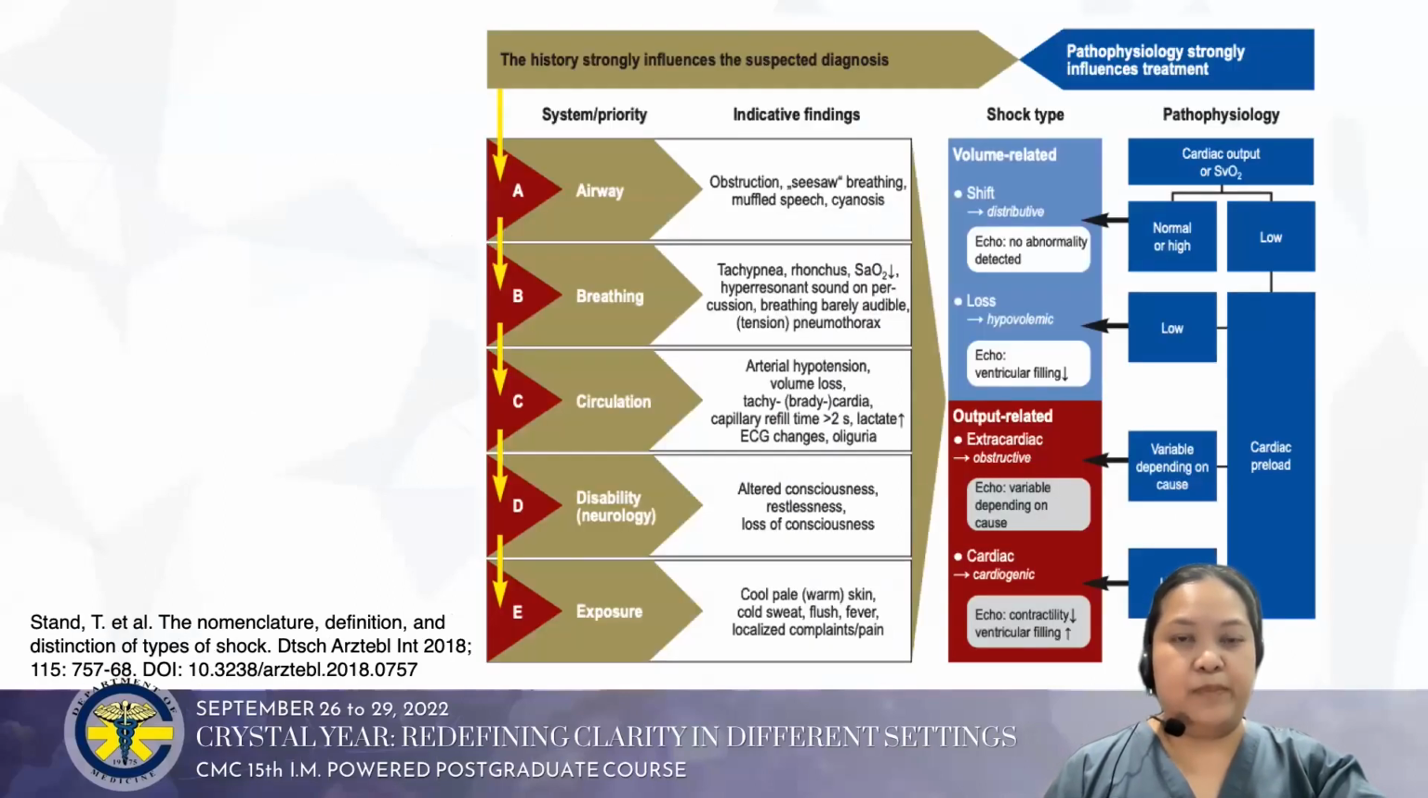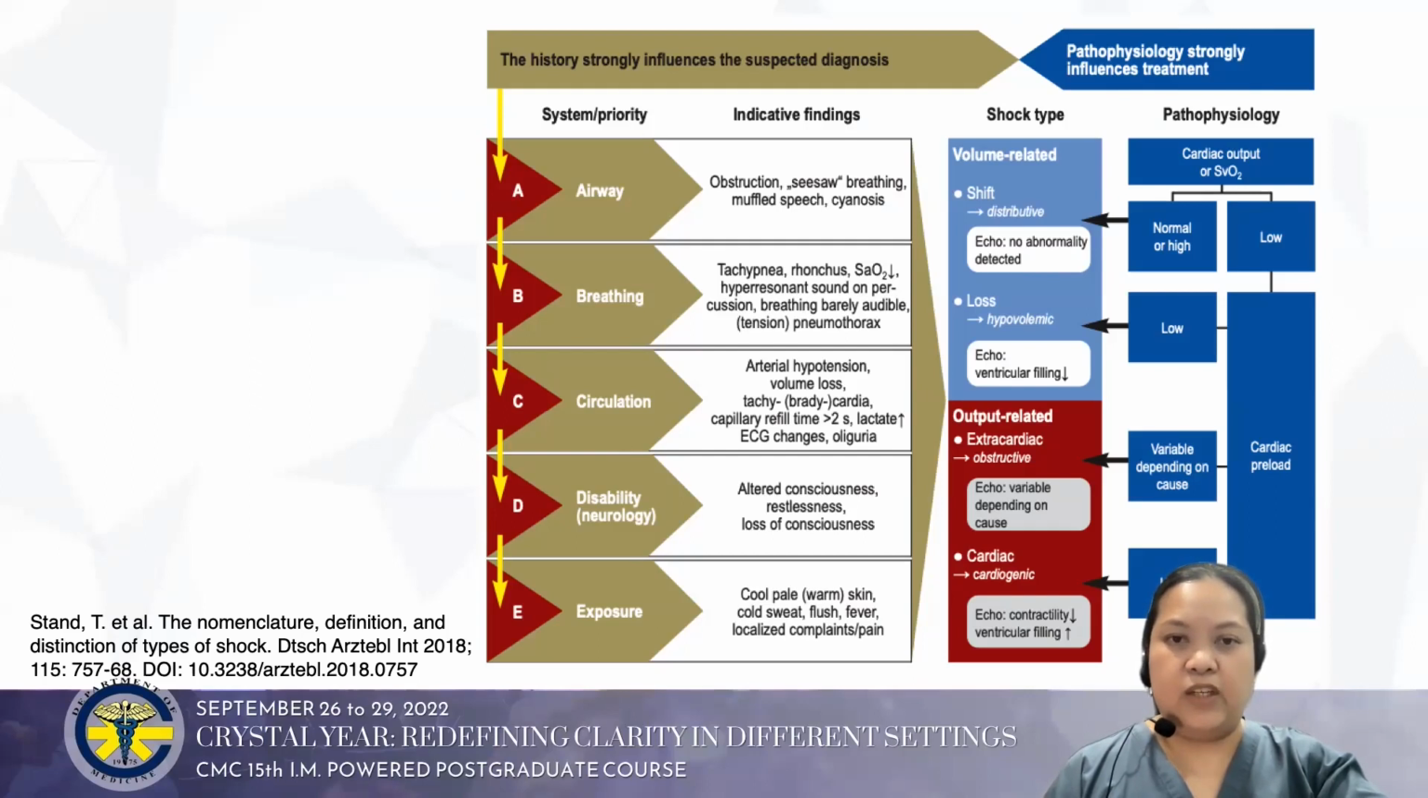In this diagram, we see that, first of all, we have to do a proper history because the history strongly influences the suspected diagnosis. For example, if your patient is a known case of coronary artery disease, chances are there's a higher likelihood that the patient will develop cardiogenic shock. So, in terms of physical examination, when a patient is in shock, these systems are the priority for evaluation: airway, breathing, circulation, disability or neurology, and exposure.